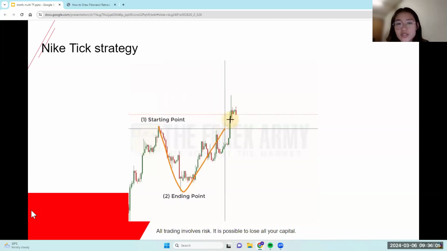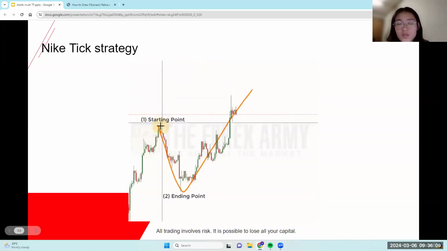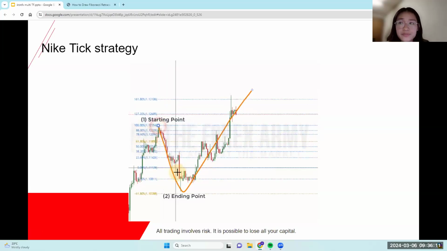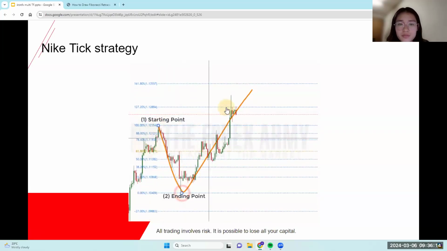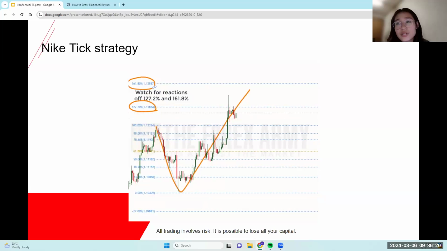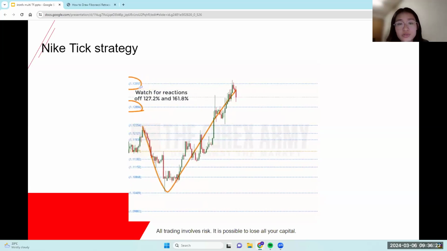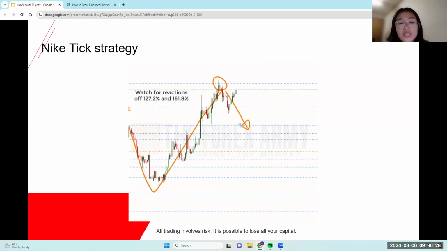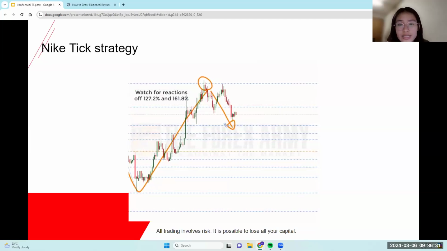Okay, so here is a GIF of what we are looking for and how it works. We firstly want to see if it's going to break out of the 127.2 level. And if it doesn't, then we go in and expect there to be a reversal at the 161.8 instead.